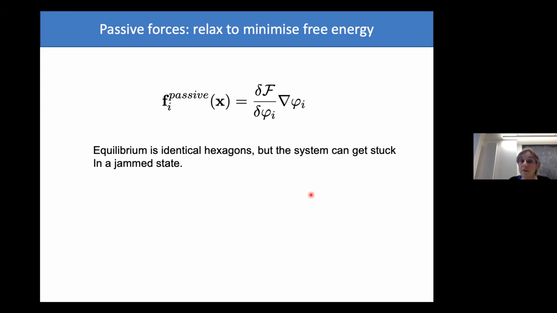And then once you've got a free energy, it's known how to define the resultant passive force. And you can do that. And up to now, we're really doing bubbles. And if we allow it to relax to equilibrium, what we'll get is just identical hexagons in the system if it actually manages to reach its ground state, but it can get stuck in a jammed state. Okay, so that's the passive forces in this system, but we're trying to model cells. So we'd like to model active forces. So how are we going to try and do that?